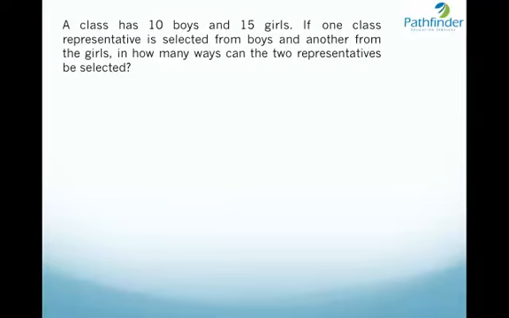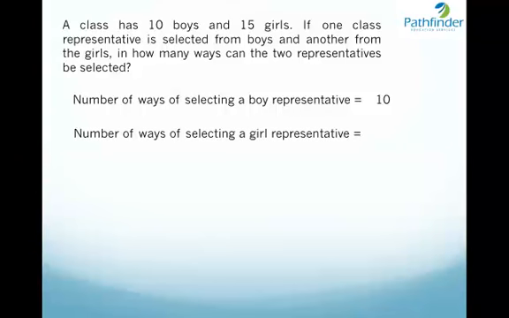Let us solve another question. A class has 10 boys and 15 girls. If one class representative is selected from boys and another from girls, in how many ways can the two representatives be selected? Again, the number of ways of selecting a boy representative is 10, because there are 10 boys and we have to select one of them, so we have 10 choices. Similarly, for selecting a girl representative we have 15 choices, so 15 ways.